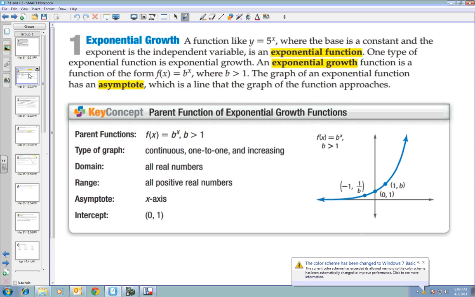Okay, so the first thing I want you to do, we're just going to talk about what the graph looks like. Y equals b to the x is called an exponential function. When I graph it, the reason it's called an exponential function is because it grows really, really fast. So it's going to cross at the point (0, 1), and the graph of an exponential function has an asymptote, which is a line that the graph of the function approaches. So this is the graph of y equals some number to the x power. B is just a number.